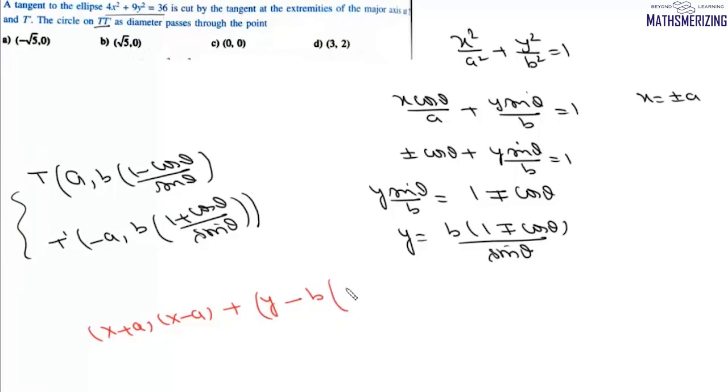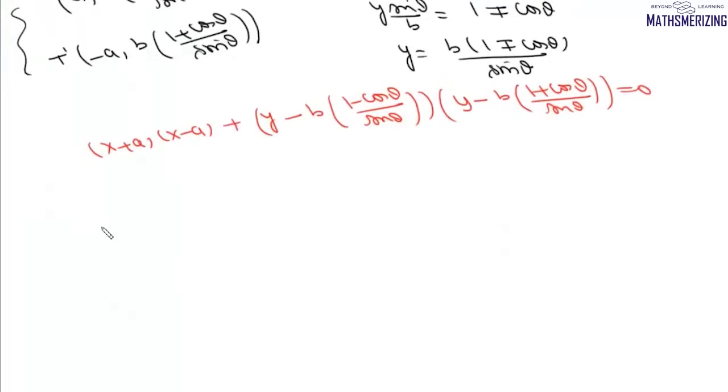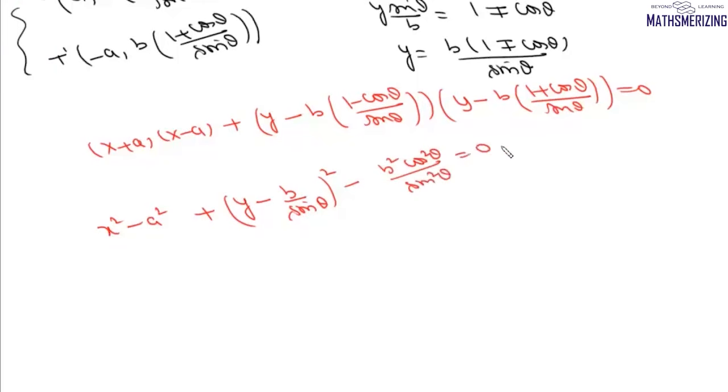(y − b(1 − cos θ)/sin θ)(y − b(1 + cos θ)/sin θ) = 0. So we can write this equation as x² − a², and here we can write this as (y − b/sin θ)² − b² cos² θ/sin² θ = 0.